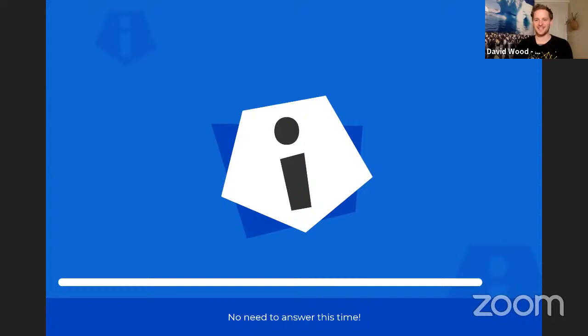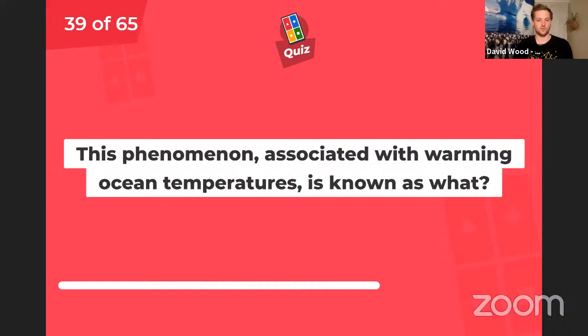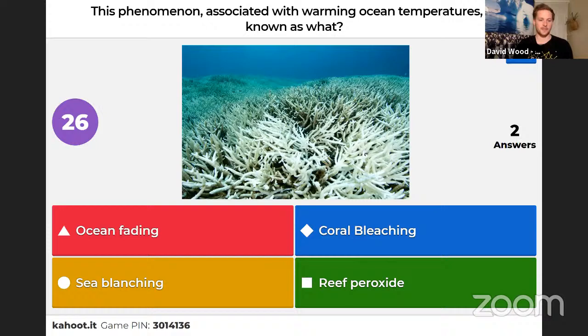This is another science communication fellow question. This is another simple one. This phenomenon associated with warming ocean temperatures is known as what? This ties to PacSci's commitment to climate change education. Is it ocean fading, coral bleaching, sea blanching, or reef peroxide? What are we looking at in this image here?